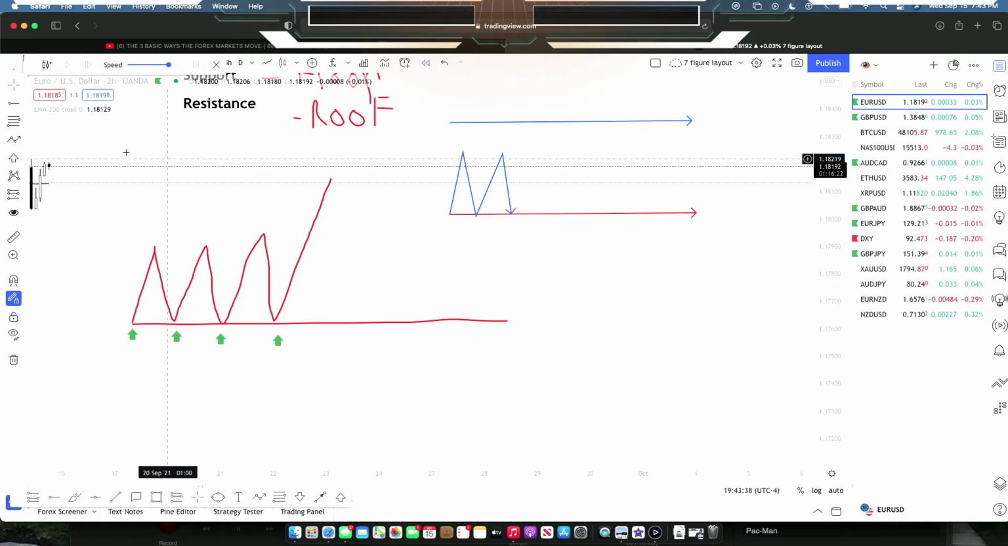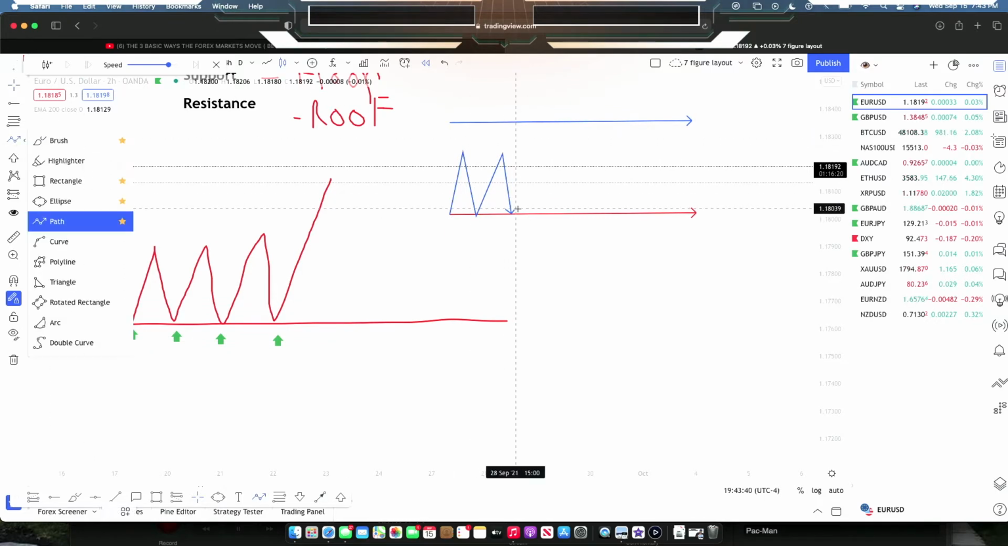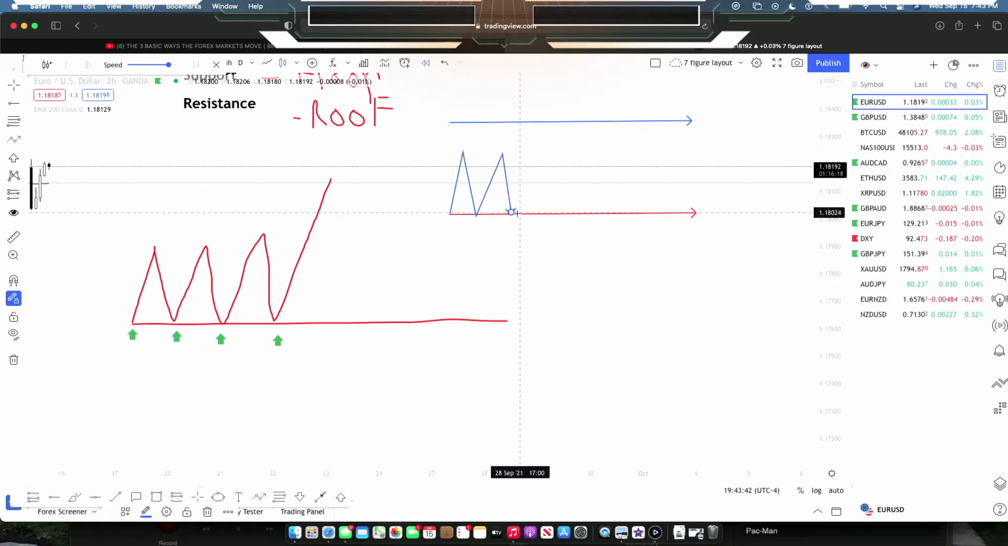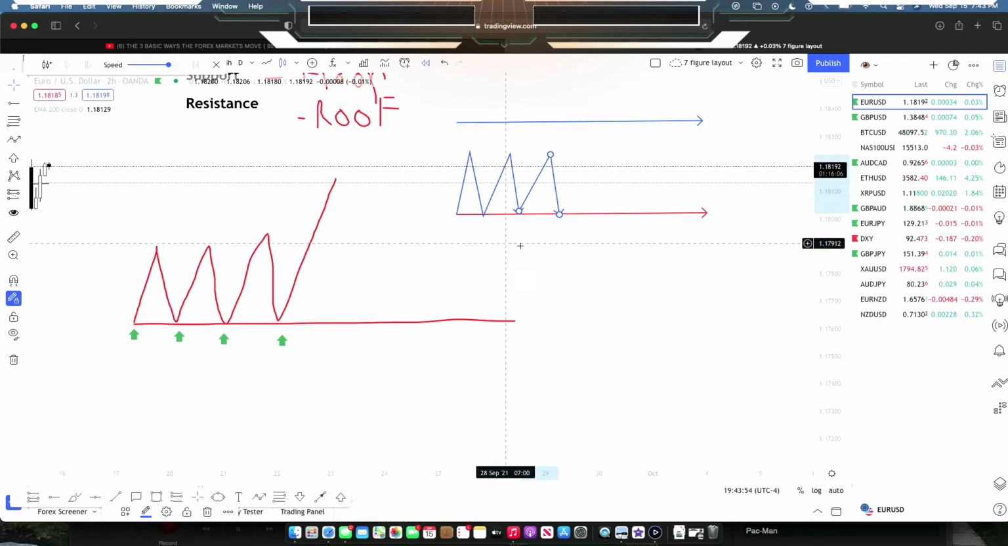You can now say, if price does this again, let's get my path tool. If price does this again, you can enter the market for a buy. Depending on if you trade HFX or the regular Forex market, this support and resistance method works with almost anything, right?